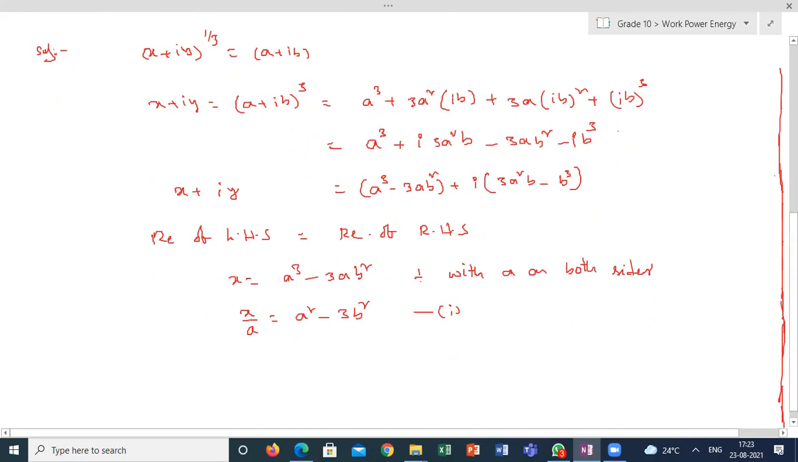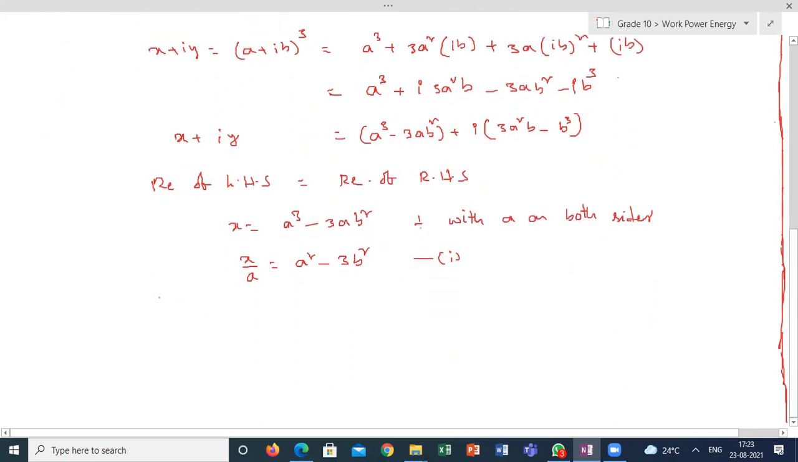Similarly, the imaginary part of LHS must be equal to the imaginary part of RHS. So y is equal to 3a square b minus b cube. Dividing with b, y by b will be equal to 3a square minus b square.